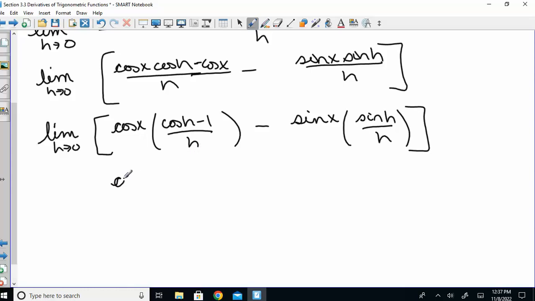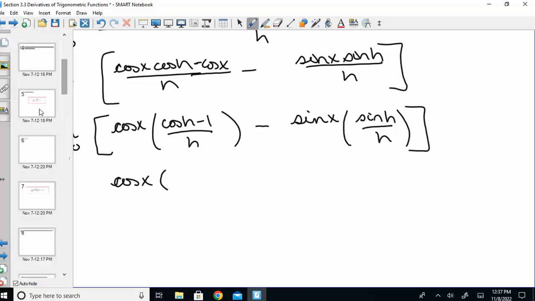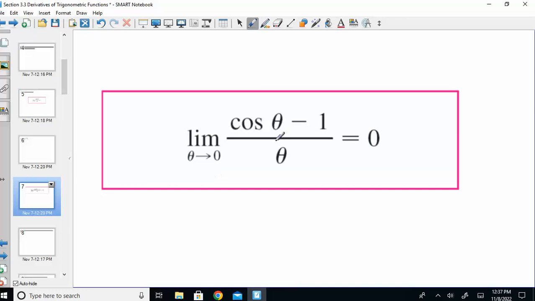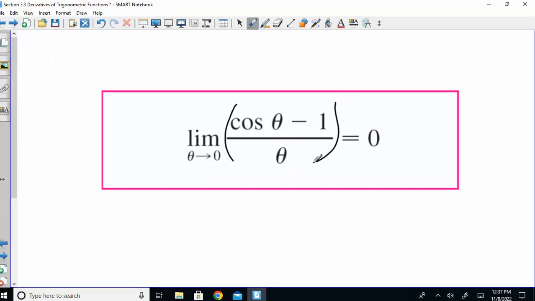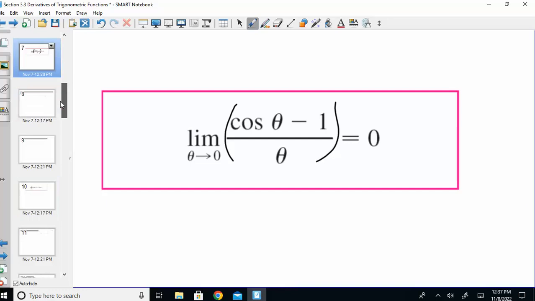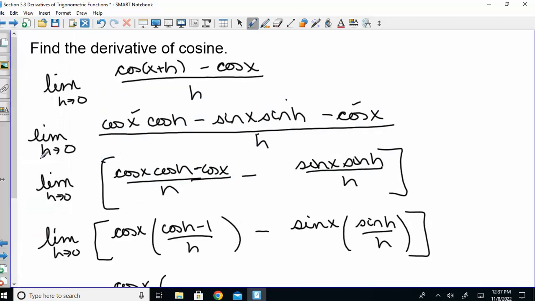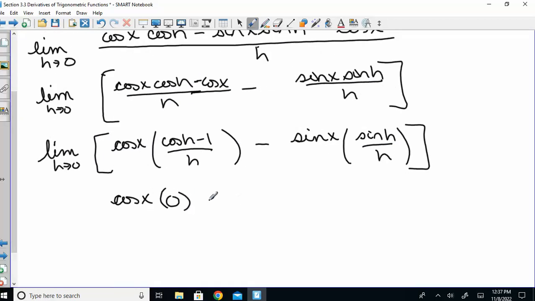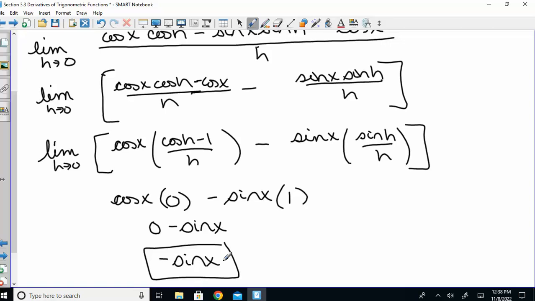When h goes to 0, what does that go to? Yesterday, the limit as theta approaches 0 of cosine theta minus 1 over theta? Oh, 0. It goes to 0. Minus sine x times the limit as h approaches 0 of sine h over h. That goes to 1. So we get 0 minus sine x, or negative sine x.